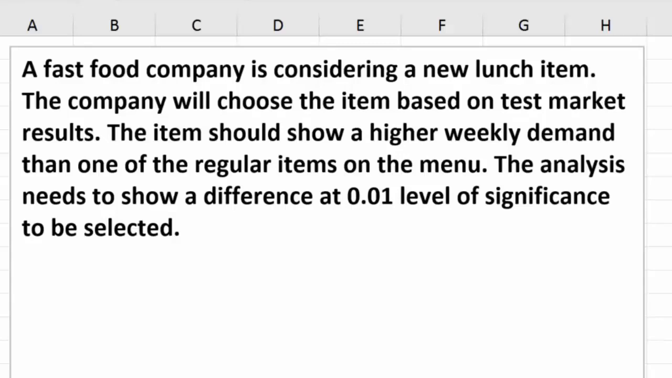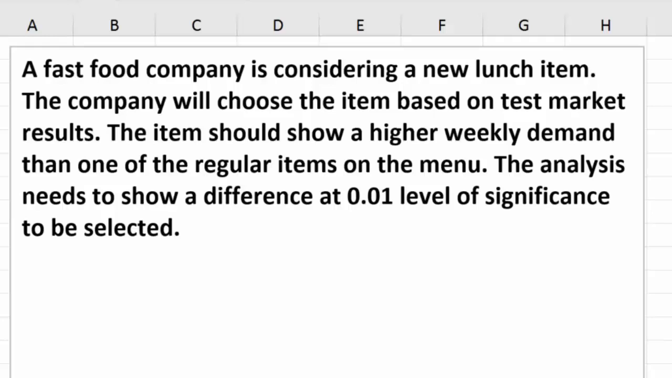A fast food company is considering a new lunch item. The company will choose the item based on test market results. The item should show a higher weekly demand than one of the regular items on the menu. The analysis needs to show a difference at 0.01 level of significance to be selected.